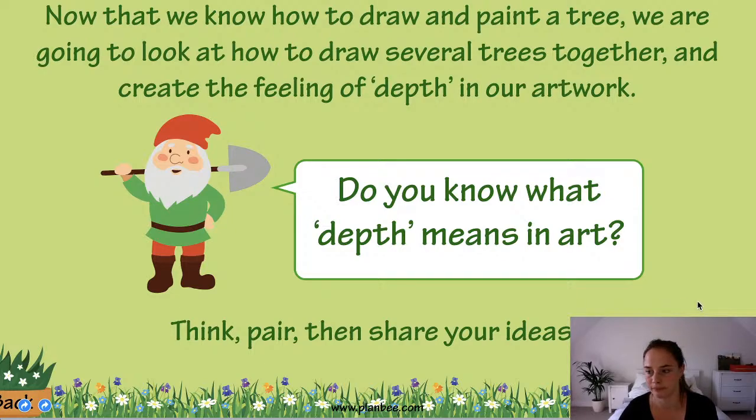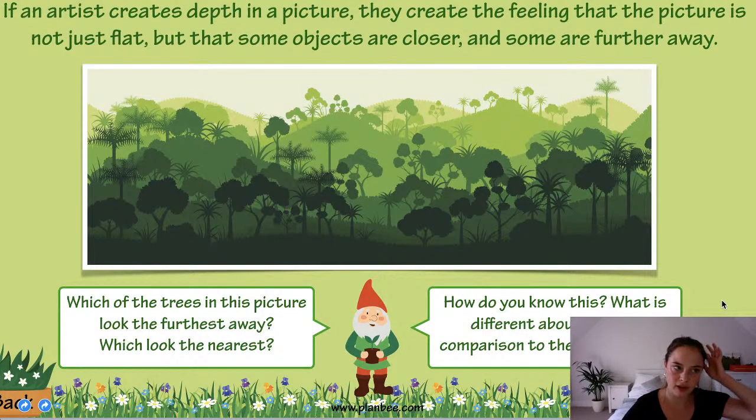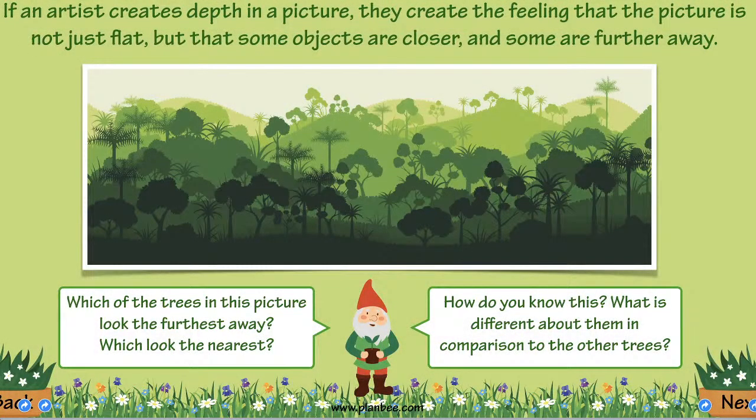So, let's have a look. So if an artist creates depth in a picture, they create the feeling that the picture is not just flat, but that some objects are closer and some are further away. So which of the trees in this picture look the furthest away and which look the nearest? How do you know this and what is different about them in comparison to the other trees? So have a little think about that.